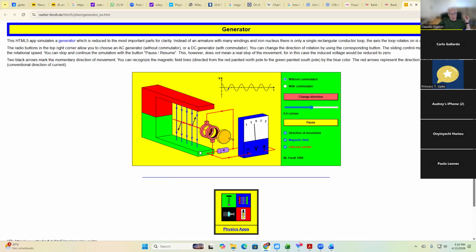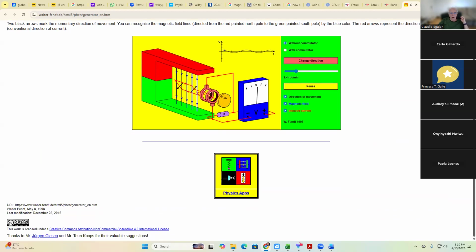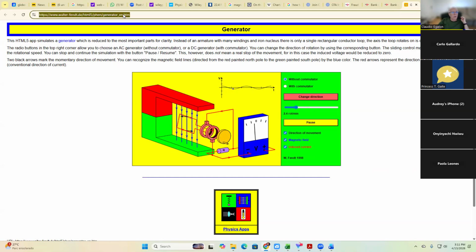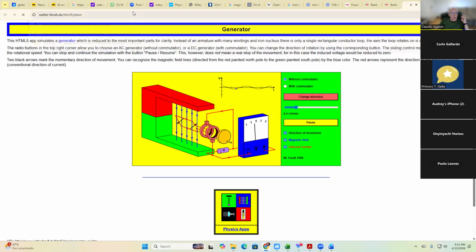The generator is very similar to the electric motor. If you learned about the electric motor, you will be able to understand how the generator works as well. One is exactly the opposite of the other. If you remember how the electric motor works, let me slow down here. Let's go back to the electric motor that we saw before, just to remind you how it works, and then we're going to compare it to the generator.